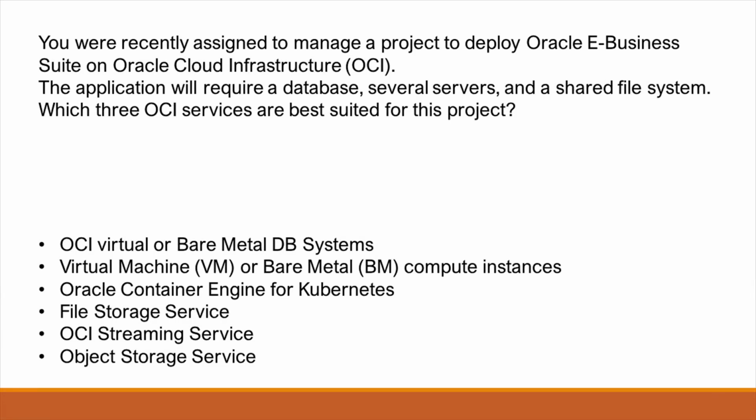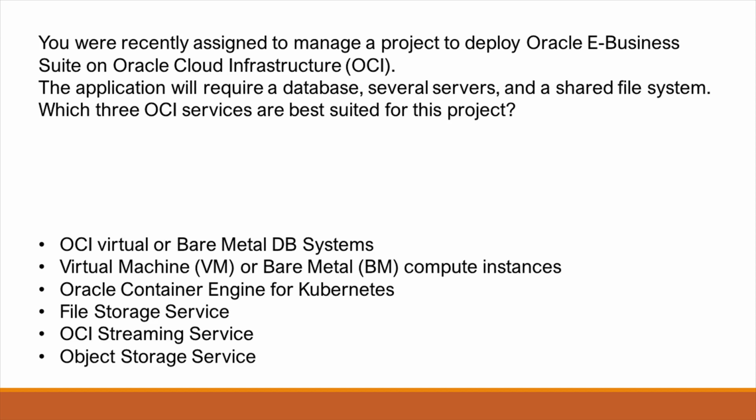Let's talk about this question. You were recently assigned to manage a project to deploy Oracle E-Business Suite on Oracle Cloud Infrastructure (OCI). The application will require a database, several servers, and a shared file system. Which 3 OCI services are best suited for this project? Options we have for this question are: OCI Virtual or Bare Metal DB Systems, Virtual Machine or Bare Metal Compute Instances, Oracle Container Engine for Kubernetes, File Storage Service, OCI Streaming Service, Object Storage Service.